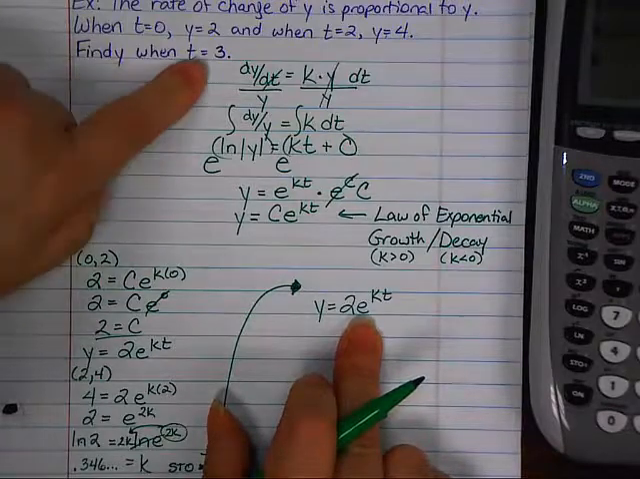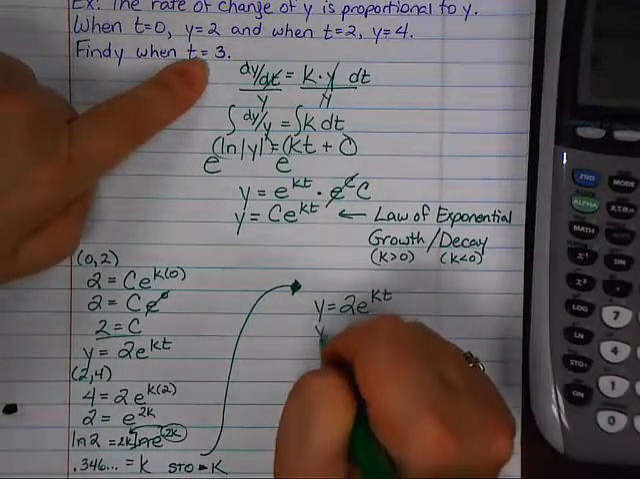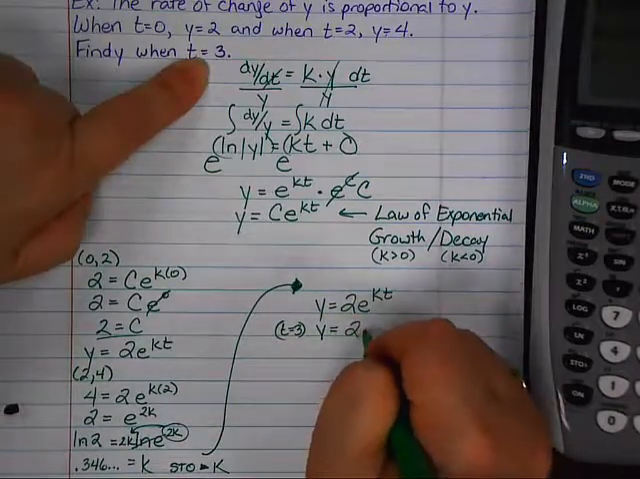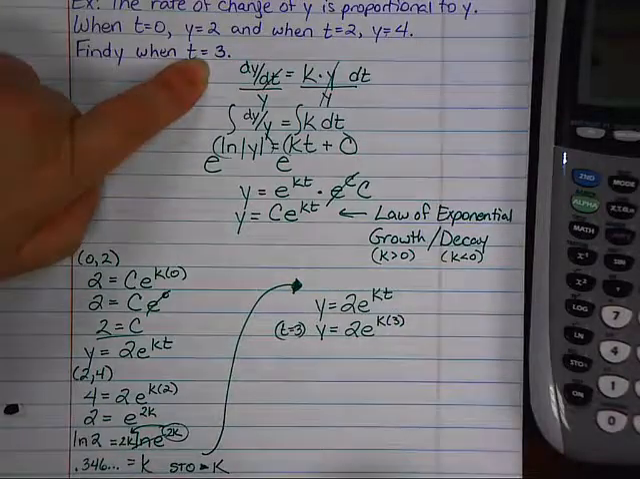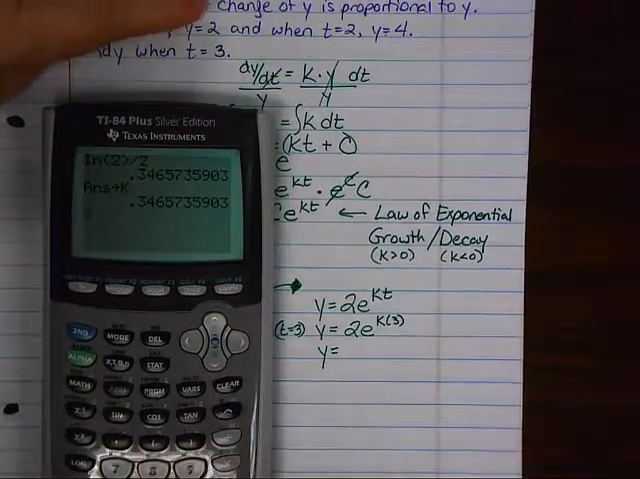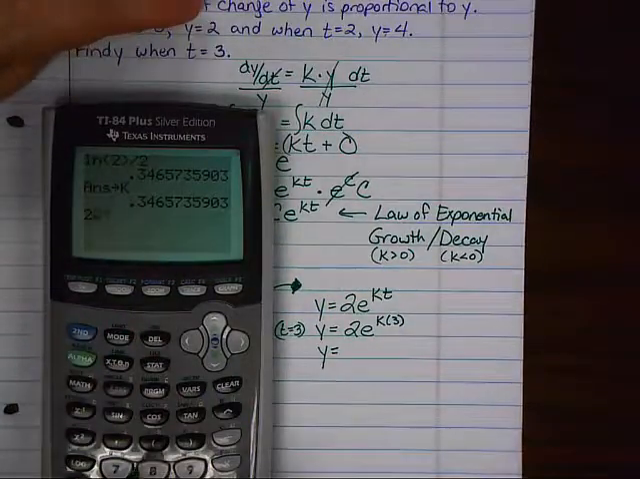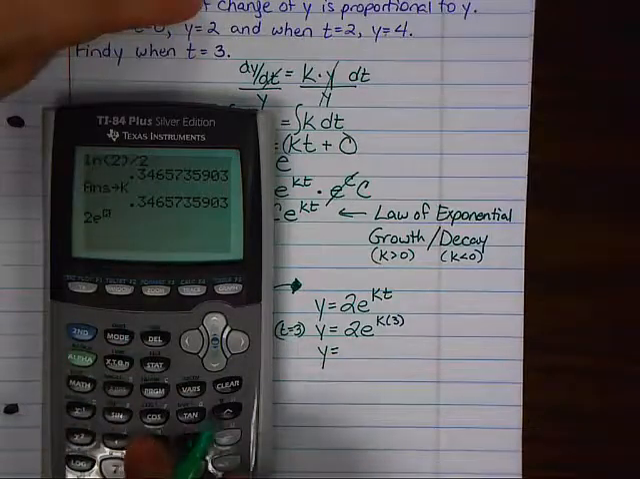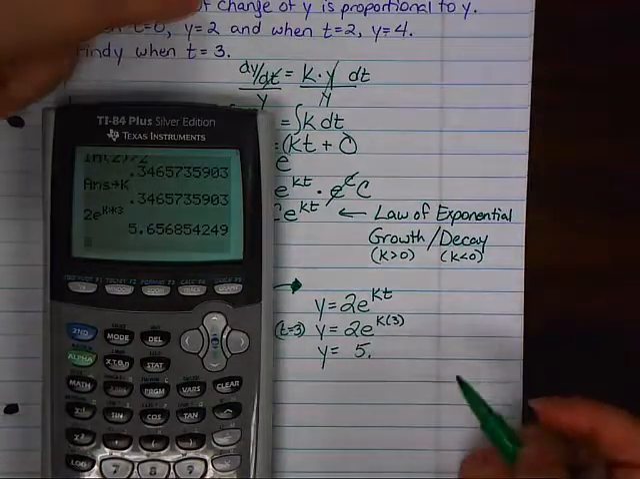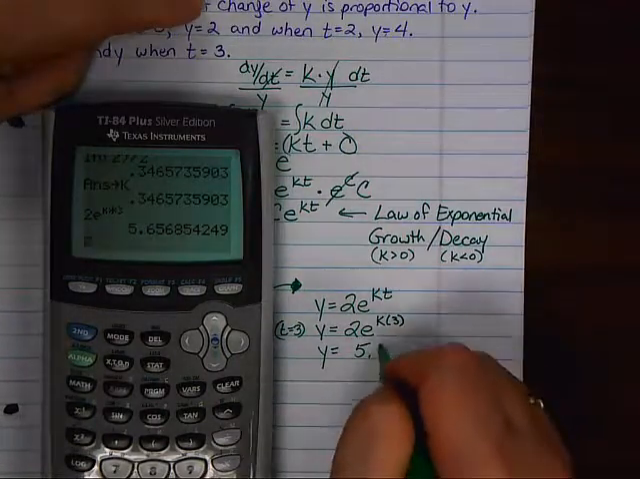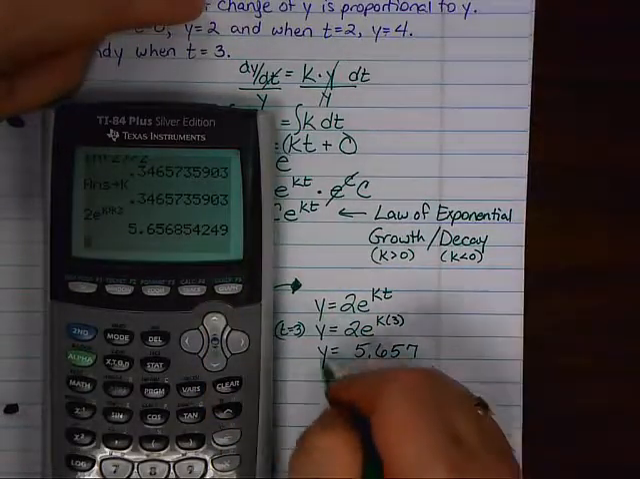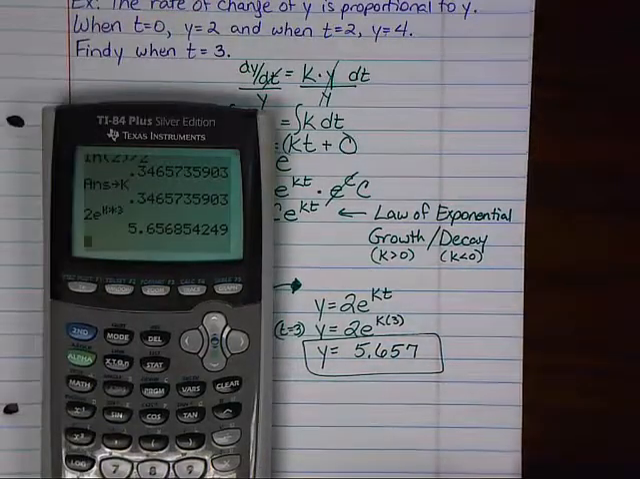Find y when t equals 3. So for t equals 3, y equals 2e to the capital K times 3, and that's what you type in the calculator. 2e capital K times 3, and I get 5 point, how many decimals am I supposed to go? At least 3. 6, 5. You can chop it off with a 6 or you can round it to a 7. It does not matter. Or you could go out 4 or 5 decimal places just to be safe.